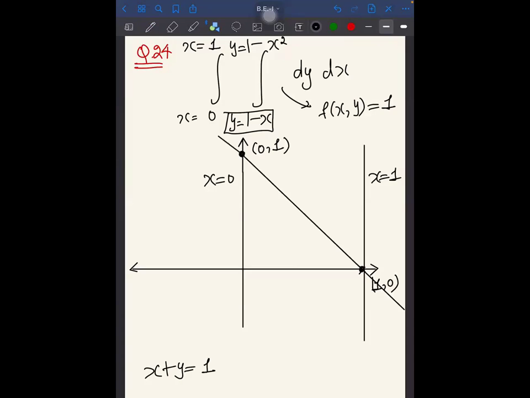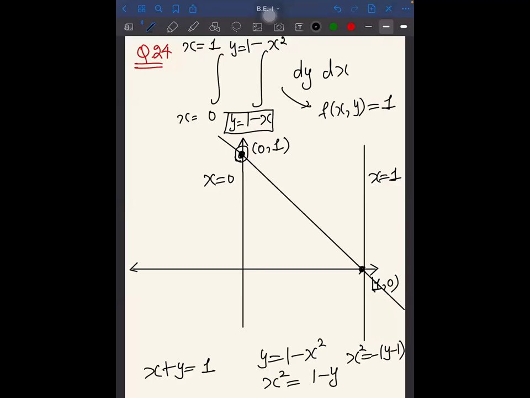Yeah, that's it. And the next part is we have y is equal to 1 minus x square. So that means x square is equal to 1 minus y, or in other words, x square is equal to minus y minus 1. Am I right? Downward parabola, where is the vertex? 0, 1. Yes. So x square is equal to minus y minus 1. So this is the vertex, right?